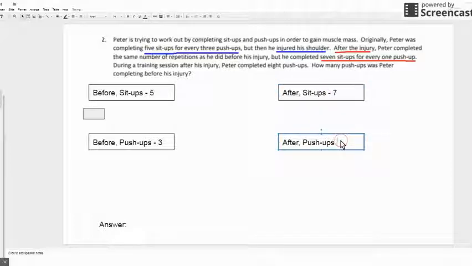And here it says for every 1 push-up. So let's go and put 1 push-up. All right, so we kind of set up the numbers. Now we don't have tape diagrams yet, which is perfectly fine. I have this piece of tape here just so I can use it later.